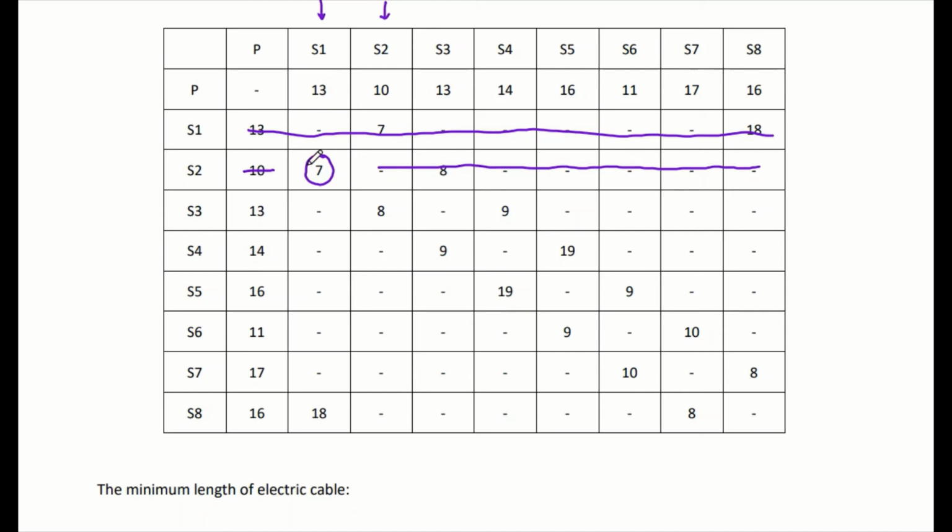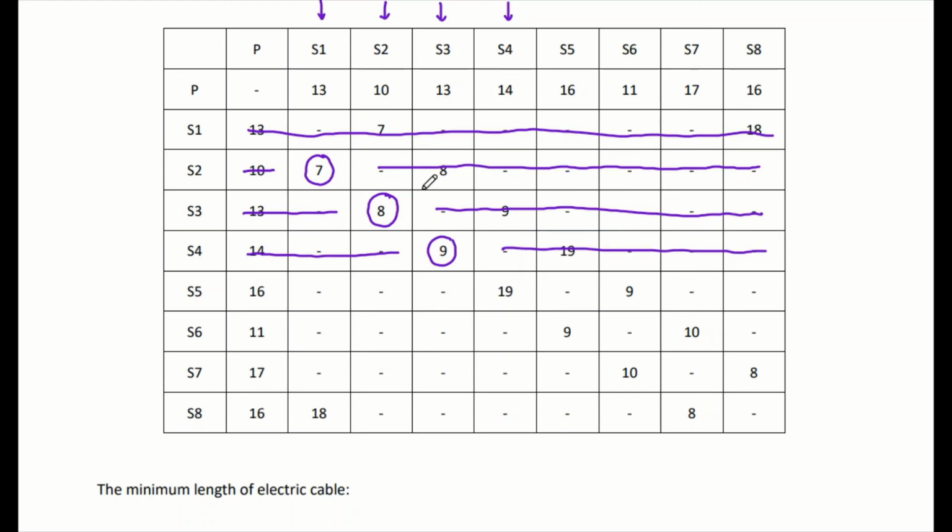Okay, so now looking at the columns for both S1 and S2, the minimum is 8 here. So you connect to S3, so arrow at S3, then not going back to S3, so strike through S3. So for columns S1, S2, and S3, the minimum is the 9 here. Connect to S4. So if you're connecting to S4, arrow at S4, strike through S4.